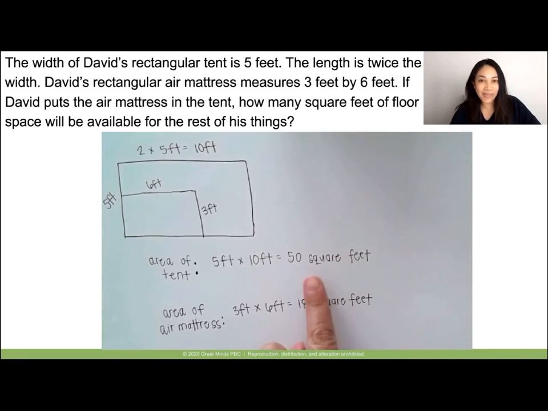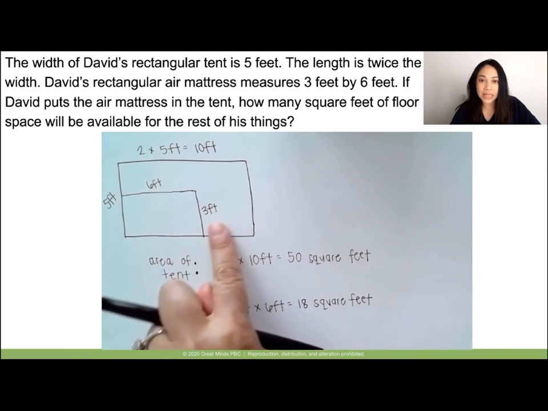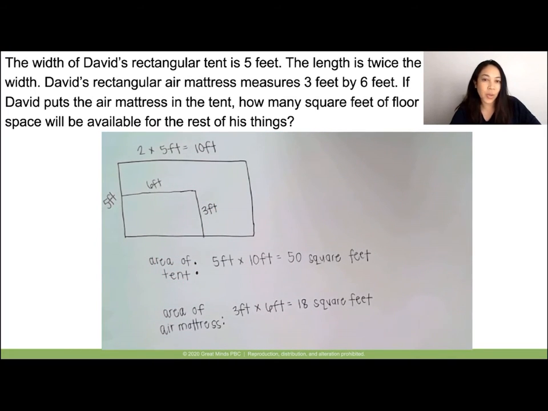What is the area of the tent? 50 square feet. And what is the area of the air mattress? 18 square feet. Now we need to figure out the area of the remaining space inside of the tent. So how do we do this?